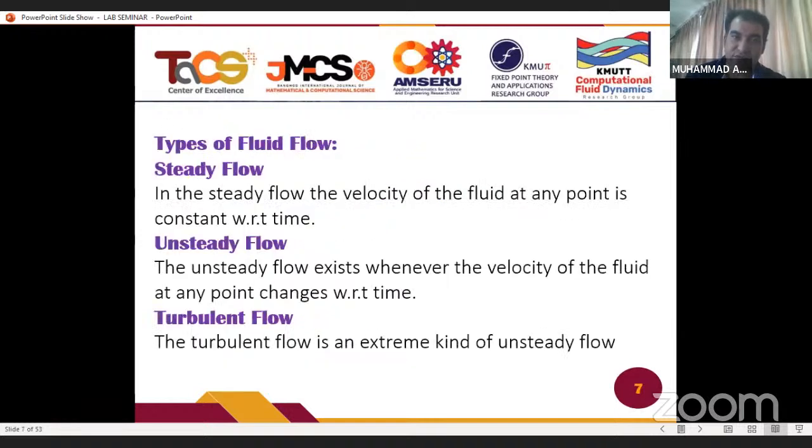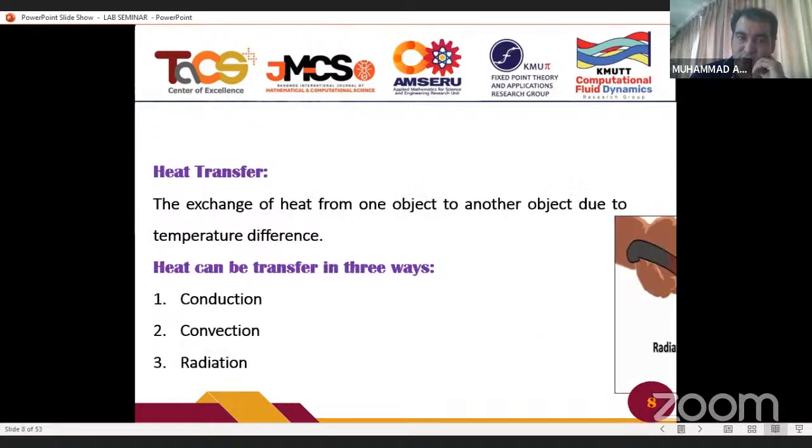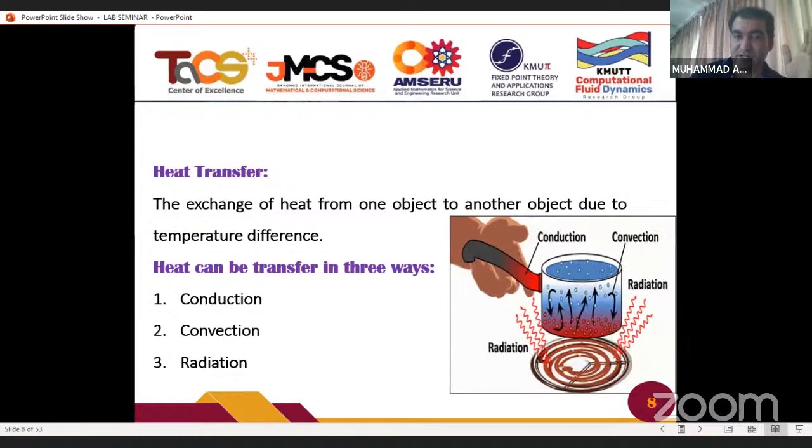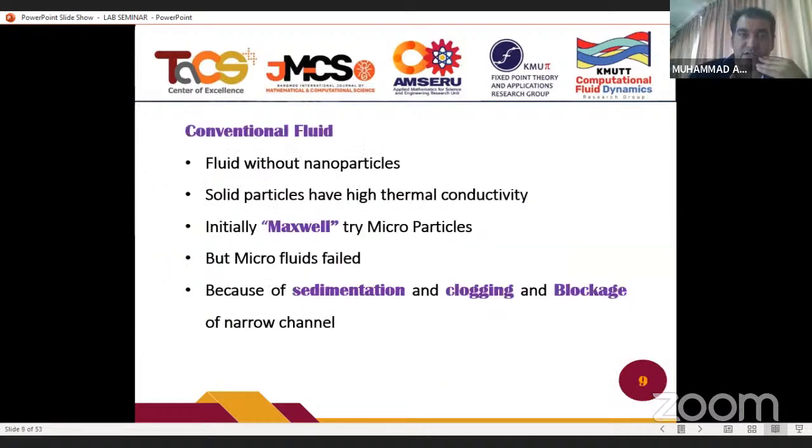Steady flow, unsteady flow, and turbulent flow. Steady flow does not depend on time. Unsteady flow depends on time. Turbulent flow is the extreme kind of unsteady flow. Okay, heat can be transferred in three different ways: conduction, convection, and radiation. I will explain in detail. Conventional fluids are the fluids without nanoparticles.